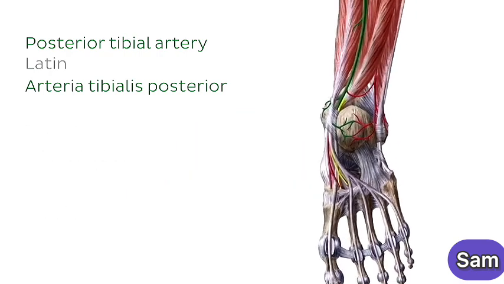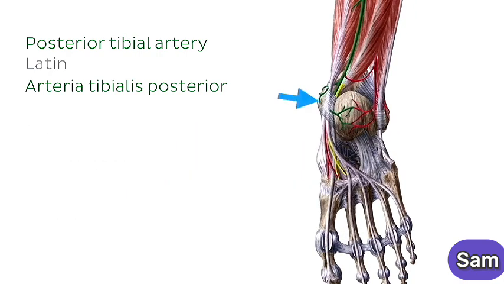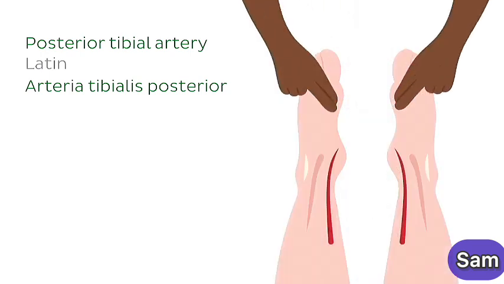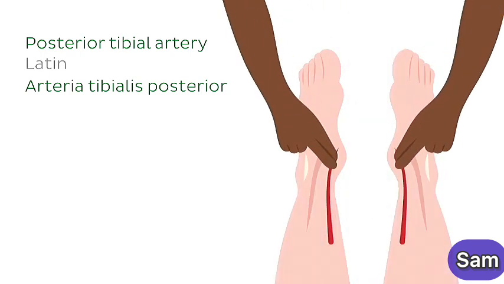The posterior tibial artery terminates between the medial malleolus and the calcaneus on the plantar aspect of the foot. This part of the artery runs quite superficially within this region and therefore can be easily palpated. Why not try it on yourself using your index and middle finger?